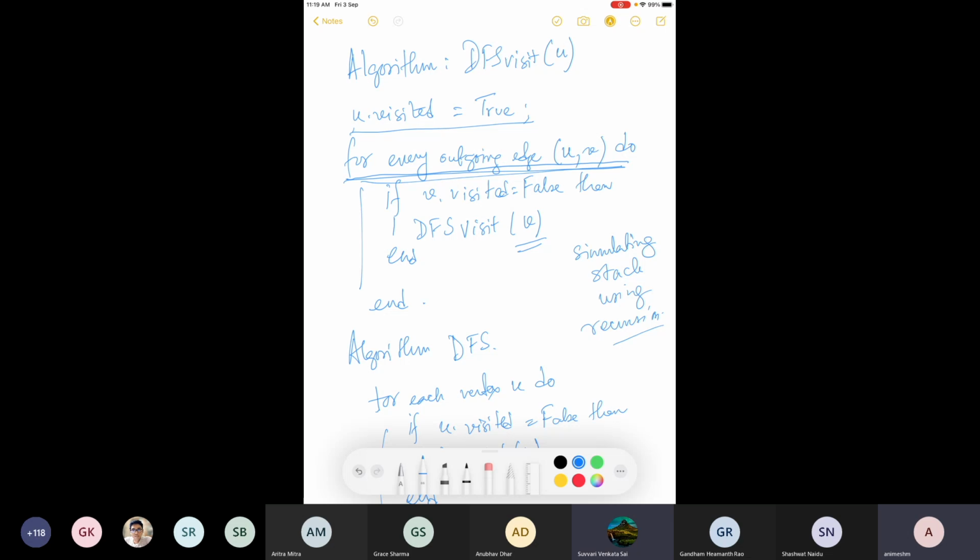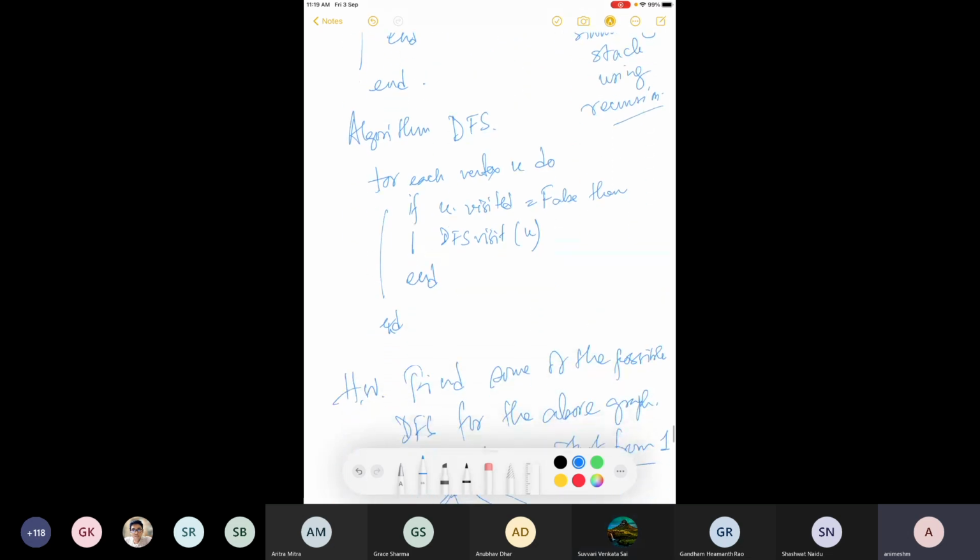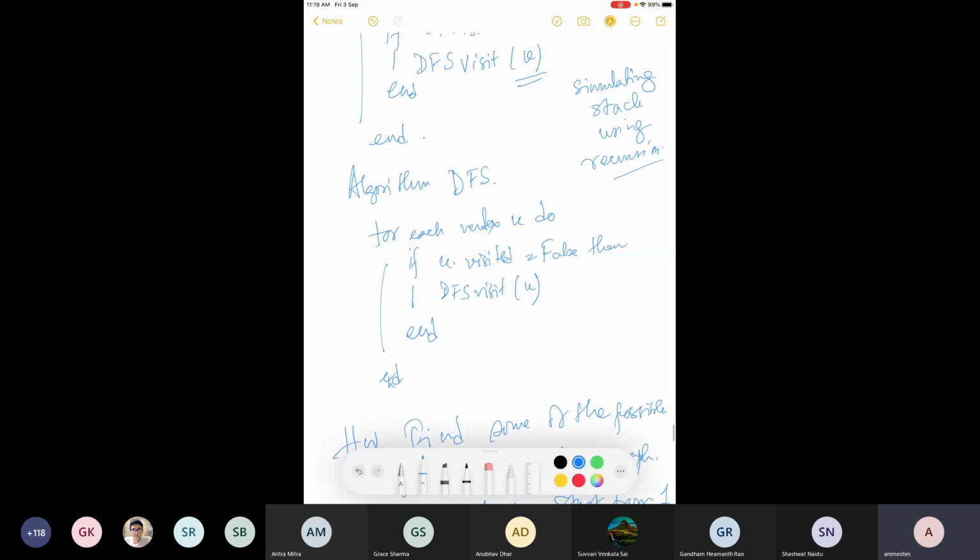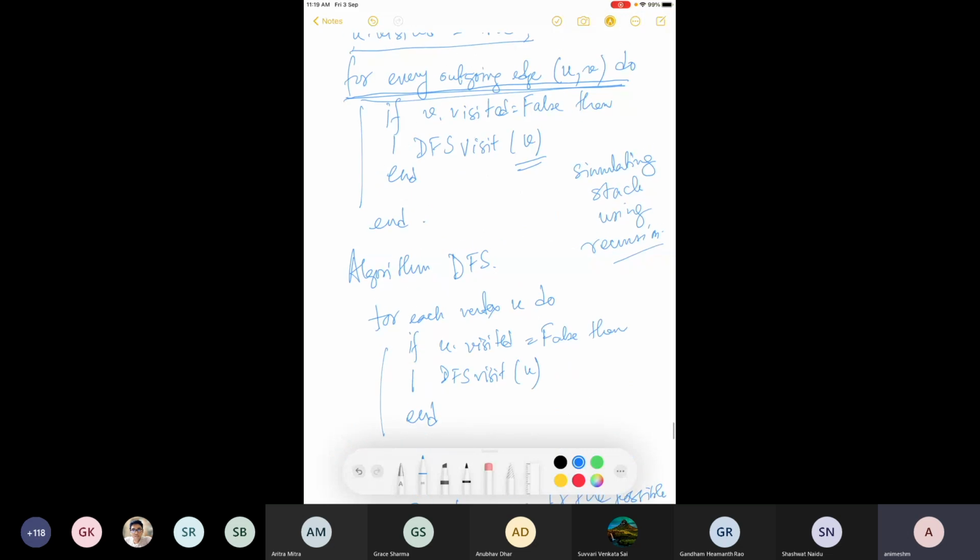Yes, sir. So it's very important to look at the algorithmic fragment. Here is where each edge is coming, and here is where each node is coming.